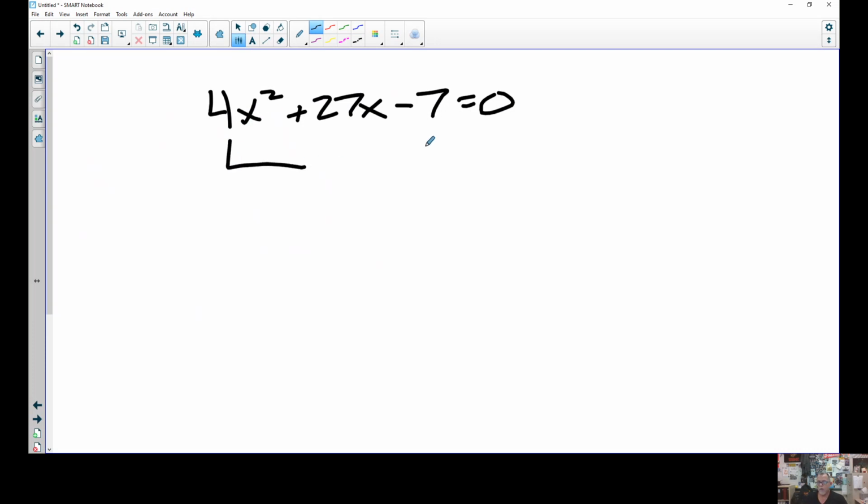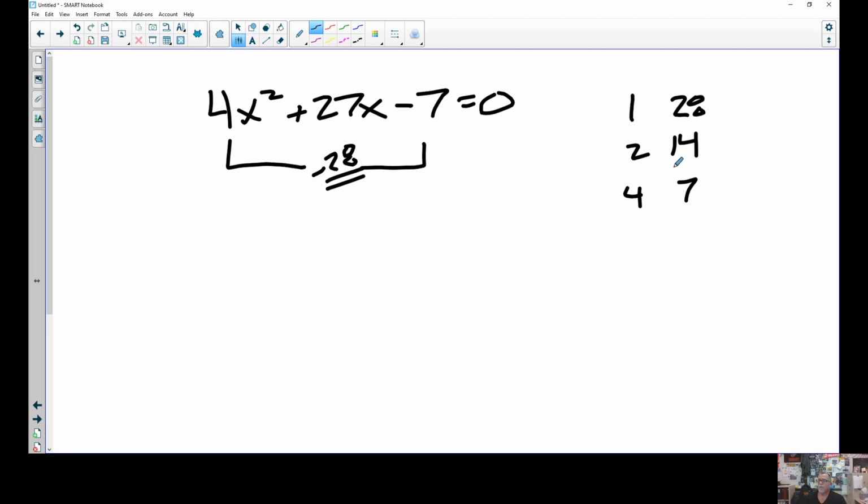I'm going to take this number and multiply them. Negative 7 and 4 give me a negative 28. Now I need factors of this that add to positive 27. So think about what we have. Again, I start with 1, goes in 28 times. 2 goes into 14 times. Let's see, 3 doesn't go in, 4 goes in 7 times, 5 and 6 don't. So these are our factors.